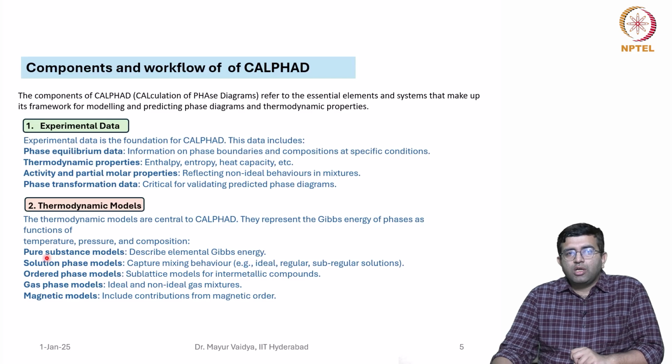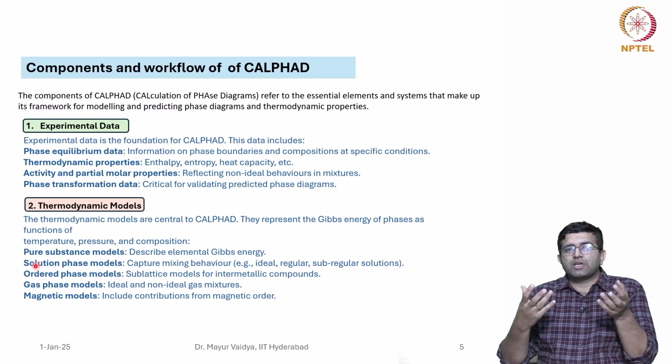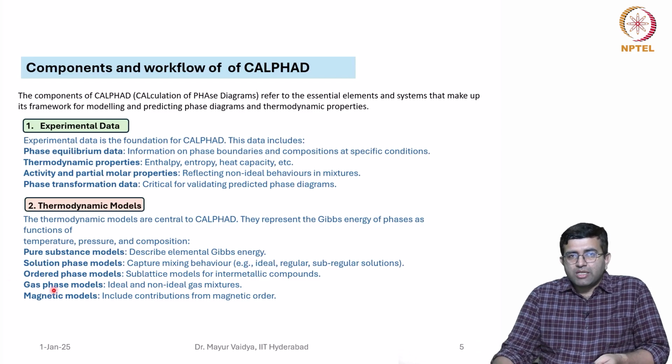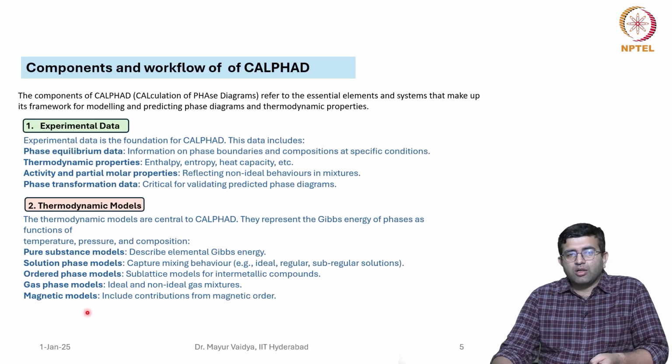Ordered phase models, because not all phases are solid solution phases, there are certain ordered structures which are also possible. So, there come the sublattice models for intermetallic compounds. You have gas phase models, ideal and non-ideal gas mixtures. Then you have magnetic models which include contributions from the magnetic order.